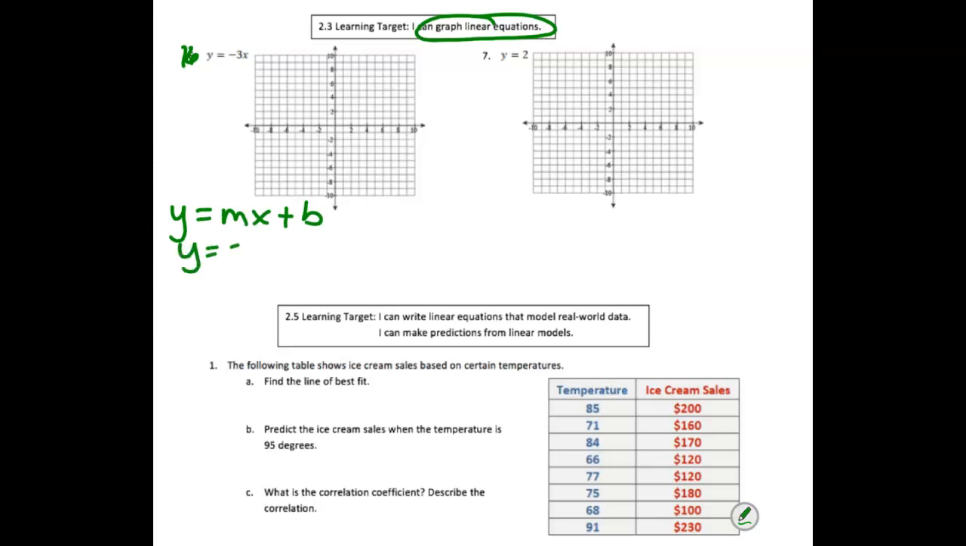In this case, our m value is negative 3. And since we don't have a y-intercept, we would consider that to be 0. So we would plot a point at 0 on the y-axis. And we need to do a slope of negative 3. So we're going to move down 3 and right 1 and put a dot. Down 3, right 1, put a dot. Get at least 3 or 4 points, and then we draw a line through those.